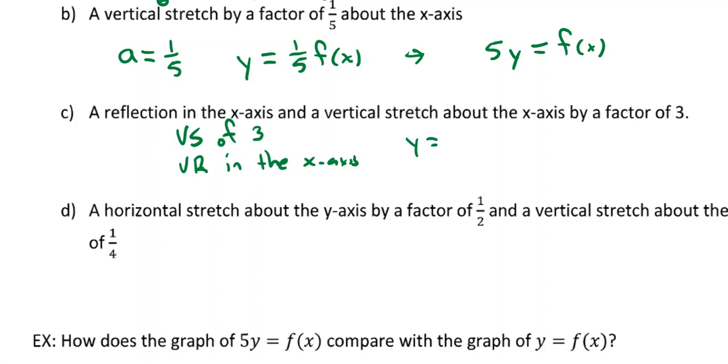So y is equal to a f of bx. If it's vertical, we're talking about the a value, right? So all we have to do here is say y is equal to, the vertical reflection just made it negative, and the stretch was 3, so I can just call that negative 3 times f of x.